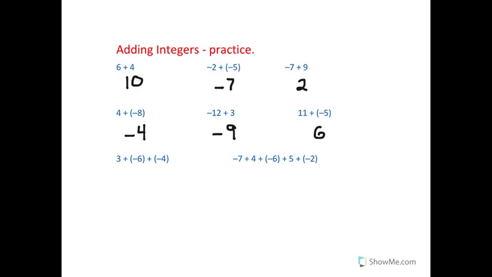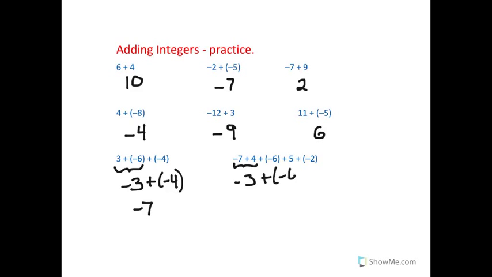Now when you have more than 2 numbers, you need to do 2 at a time. So the first thing I'm going to do is 3 plus negative 6. $3, take away 6, you want to buy something, you're short 3. And then we're going to add a negative 4. So here we have negative 3 and a negative 4 is a negative 7. 2 at a time. Negative 7 plus 4 is negative 3.